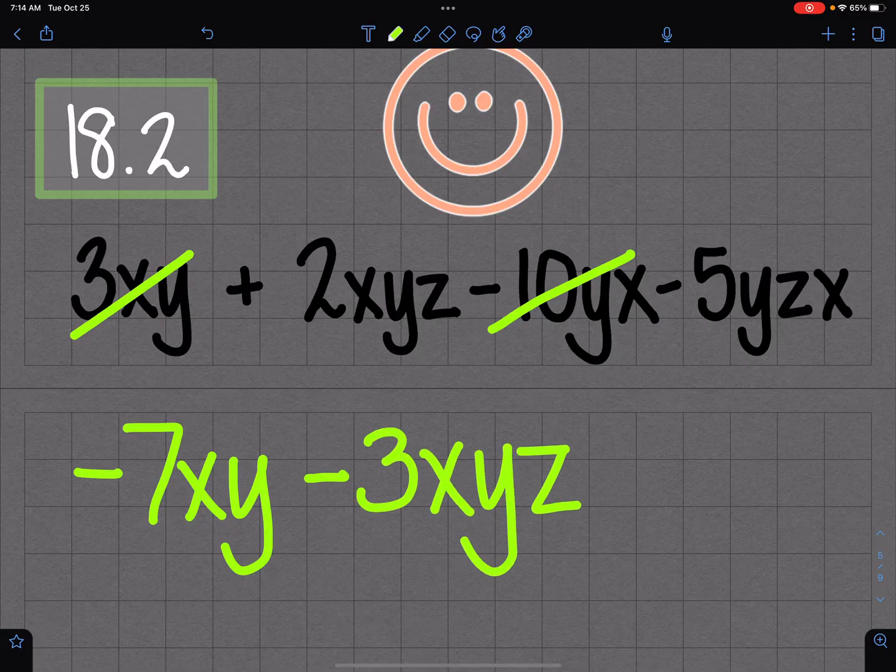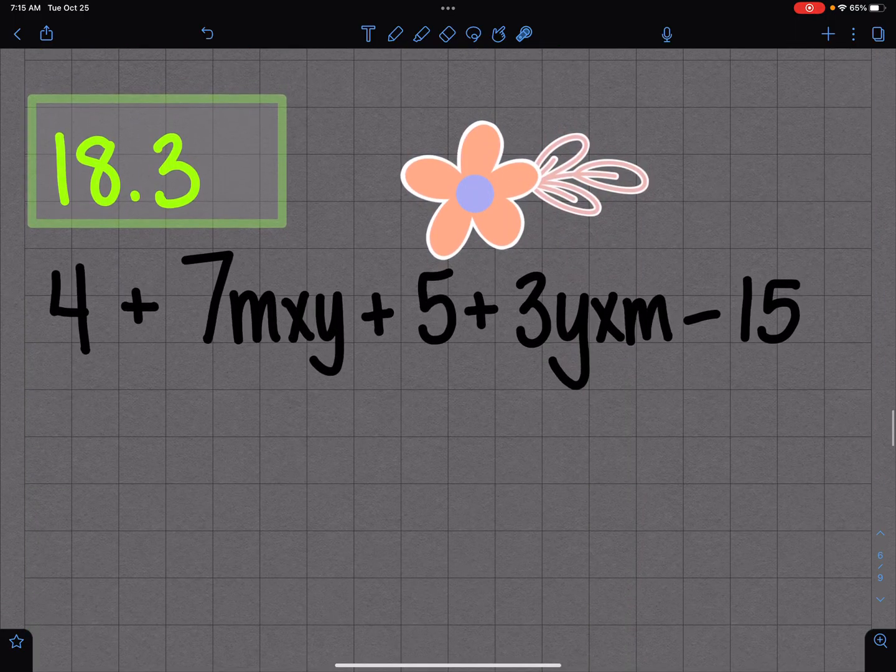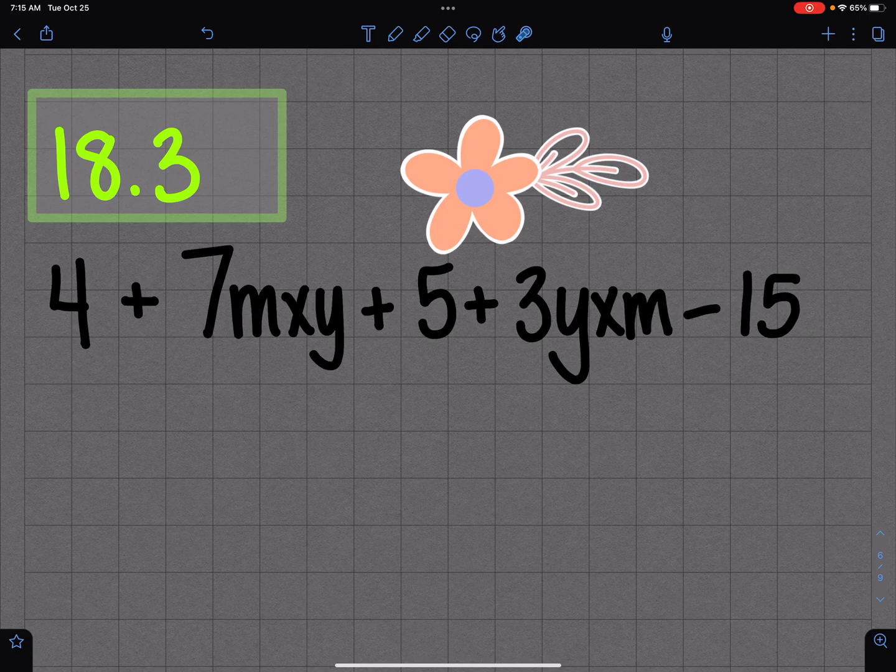That sounds like a poem. It rhymes. And that's it. Look at this, baby. We're done. Was that super satisfying or what? We took this expression, which is 4 terms, down to 2 terms. Woo! All right, let's do the next one, 18.3.